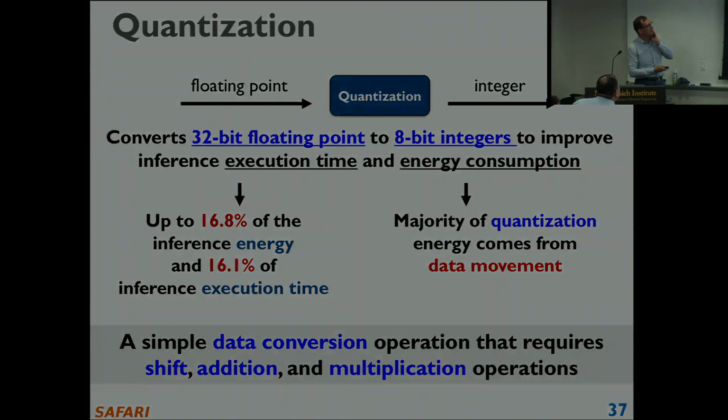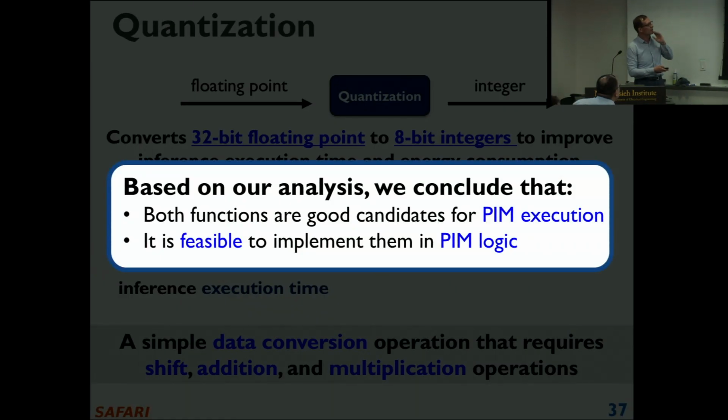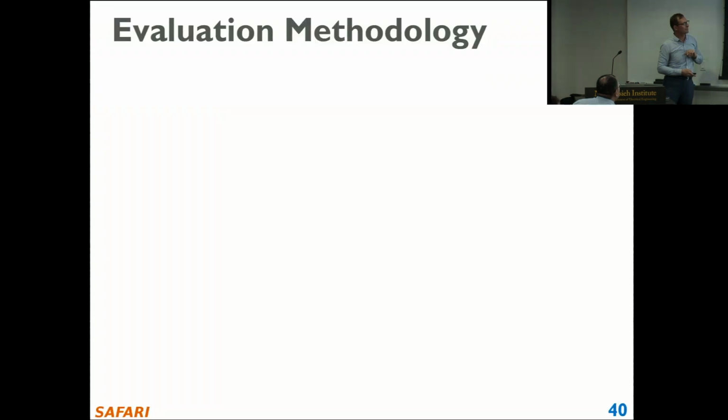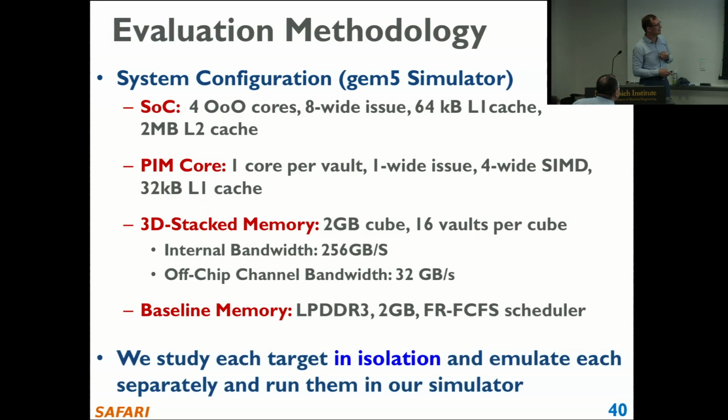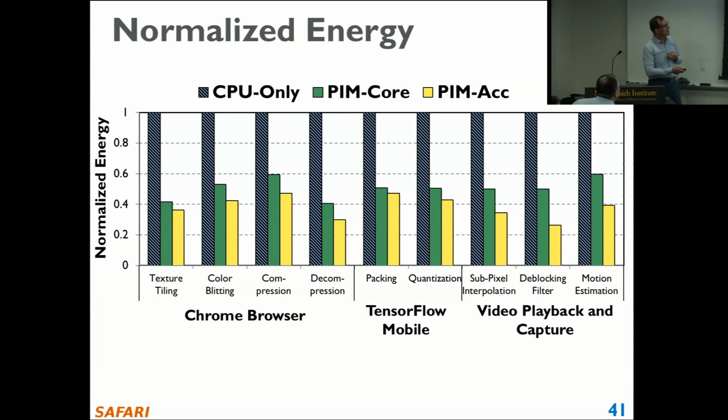So these are some examples. There are a bunch of other examples. And actually, these are feasible to implement in processing in memory relatively easily. And we did some simulation. I'm not going to go into detail. You can read the paper. Essentially, we identified some of these functions. You can see that texture tiling, color blitting, compression, decompression. There are a bunch of other stuff that we looked at in video playback and capture. And we put them in cores inside the logic layer or these special simple fixed function accelerators.